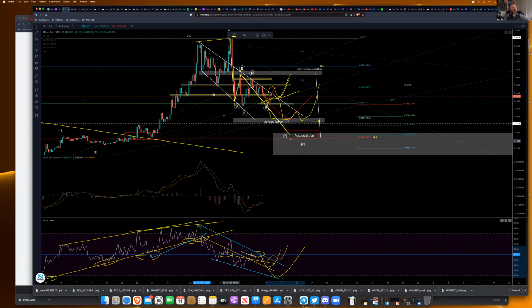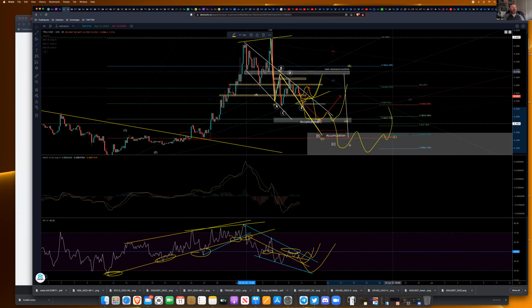So that's the scenario I'm looking at. Worst case scenario, it drops down again. And this is the accumulation area. And that's probably equivalent to 20 to 22K on Bitcoin, if that was to happen, where we start doing a long-term accumulation and another big move from there. So that's in the ballpark.